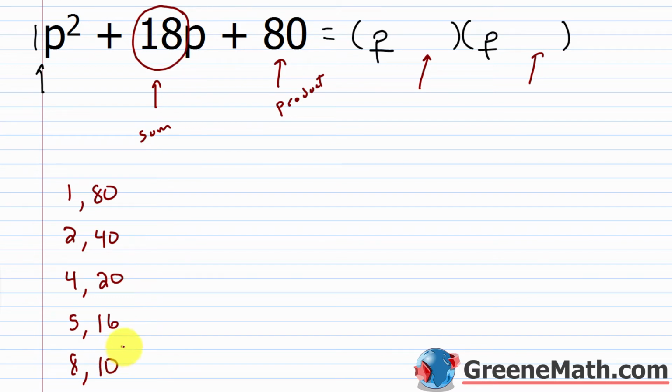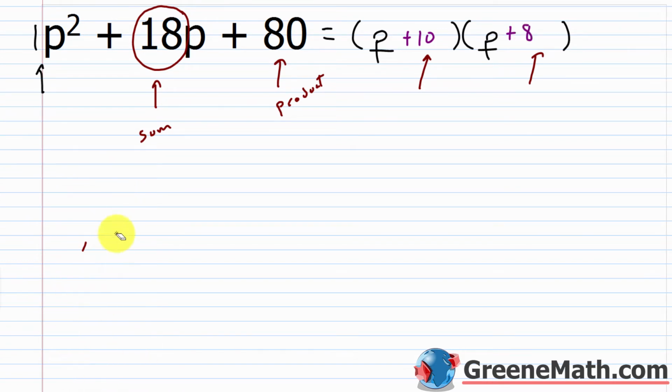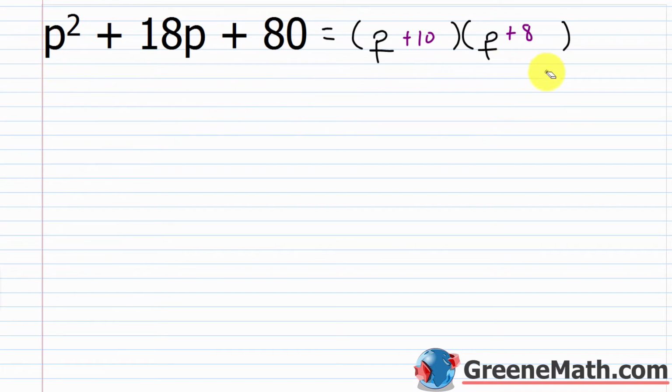So I have my combination here. And again, I could write this in any order. I could put plus 8 here, plus 10 here, or I could reverse it and go plus 10, plus 8. Doesn't matter. Now, I like to check things. Those of you who watch my videos know that. So let's spend a little bit of time here and just check it.